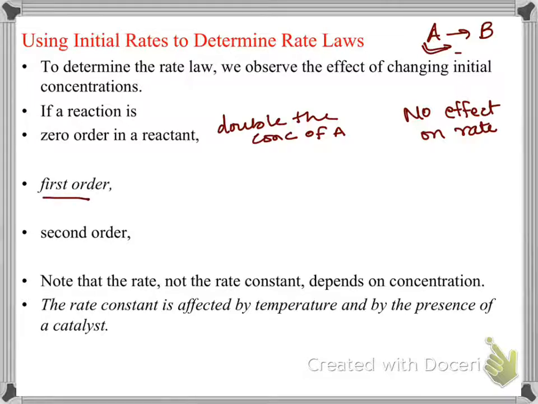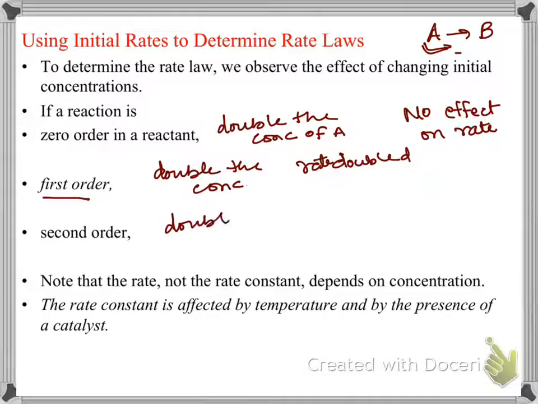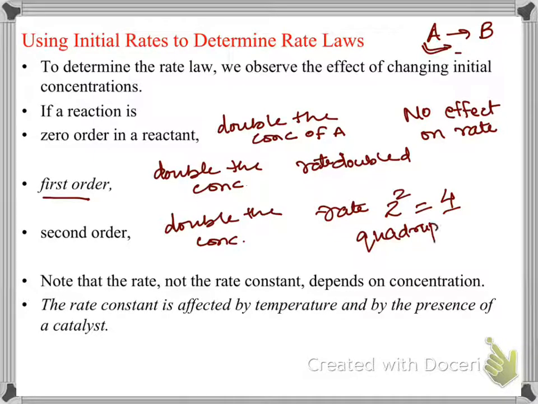If we say the reaction is first order, what does that mean? That means if you double the concentration, the rate will be double too. If you triple the concentration, the rate will be triple too. Second order means, let's say in this case, if you double the concentration, the rate will go up by 2 raised to the power 2, so the rate will be quadrupled, 4 times. That's what second order means.